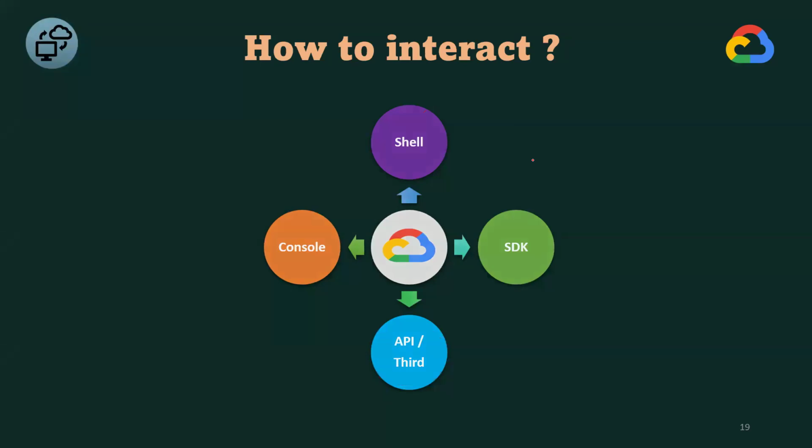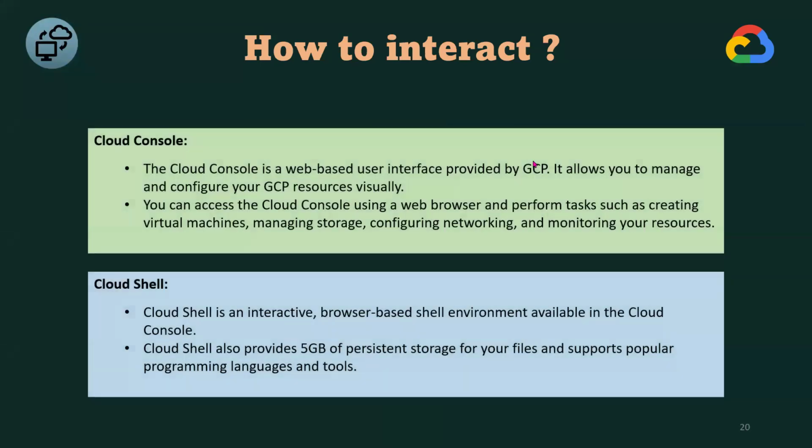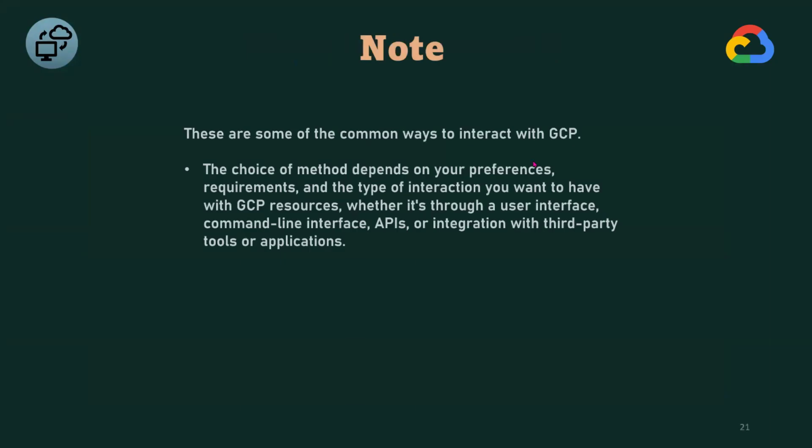So this is how to interact with the GCP services. I just now told you Cloud Console, Cloud Shell, and SDK. And there is a note: these are some of the common ways to interact with the GCP services. The choice of method depends on your preference, requirements, and the type of interaction that you want to have with the GCP resources, whether it's through a user interface, a command line interface, APIs, or an integration with third-party tools or applications. If you want to work with any of these methods, it totally depends on your project requirement, guys. In your project, if they say command line interface, you have to work by a command line interface. If they say it is a cloud console, you may have to work by a cloud console.